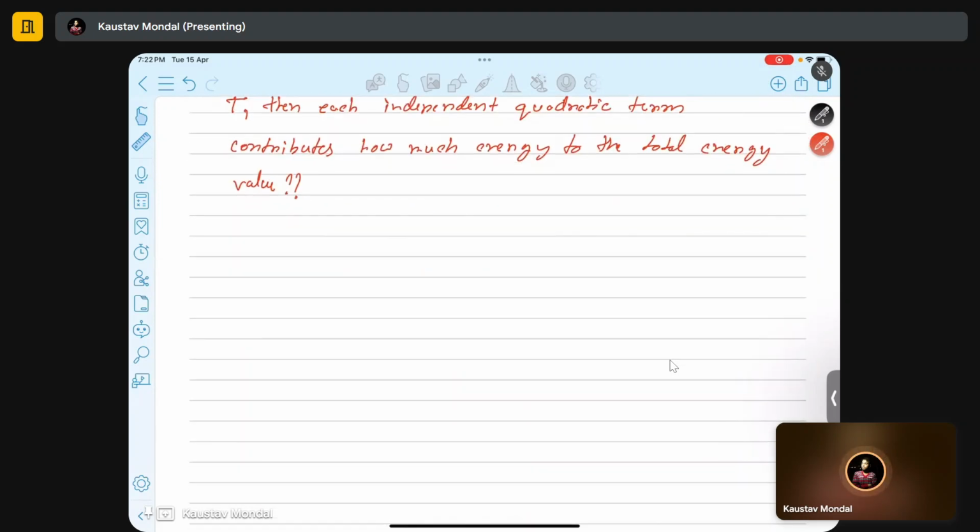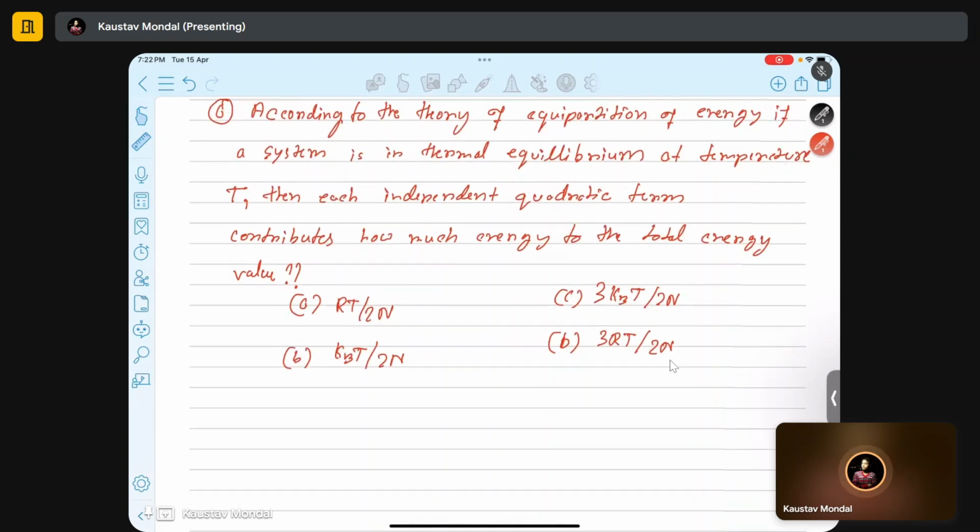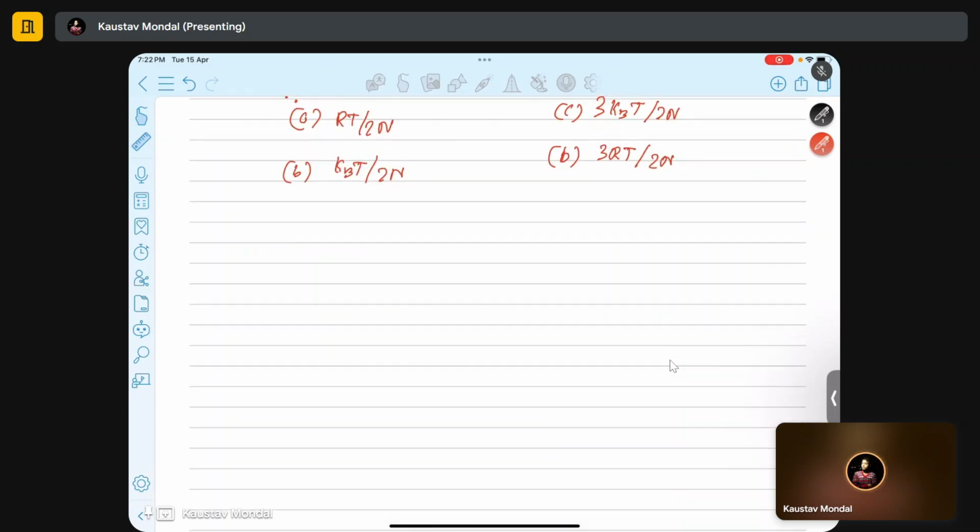So let me also write the options. Option A is RT by 2n, option B is PBT by 2n, option C is 3 PBT by 2n, option D is 3 RT by 2n. So four options are given. We have to calculate how much total energy there will be. So how can we do that?